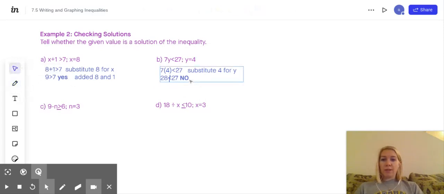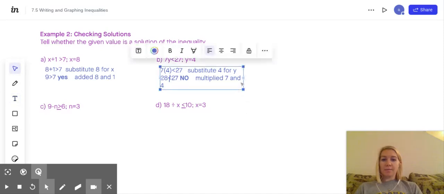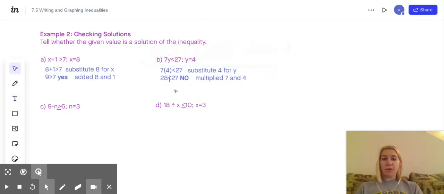Also, I just want to tell what we did here. For this step, we multiplied 7 and 4. That's how we got to 28. So our answer would be no for this one. The value 4 was not a solution of the inequality.